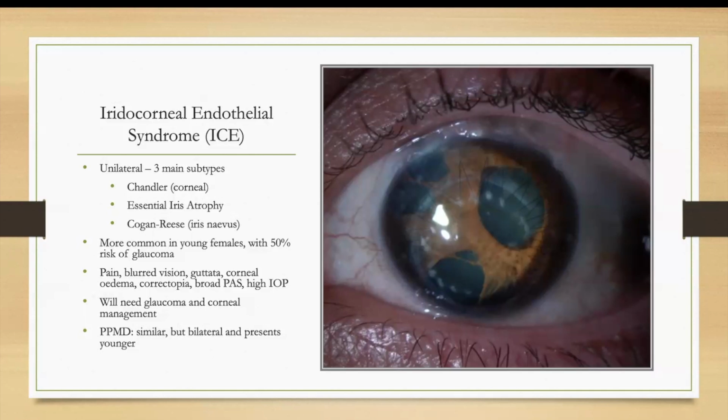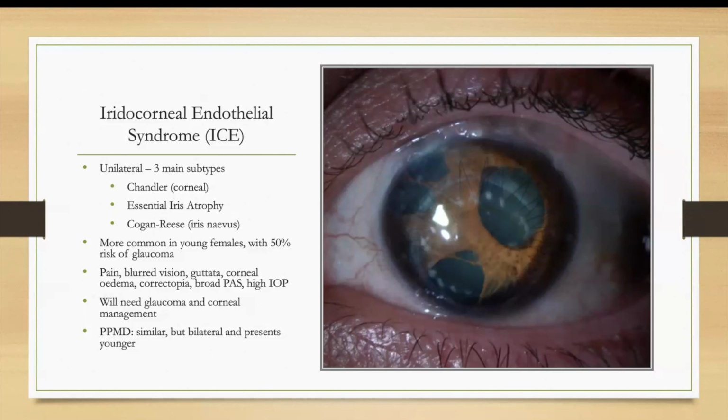There is an underlying risk factor. There's an association potentially with herpes simplex in terms of the development of ICE syndrome. These are patients who are going to come in presenting with either symptoms of their corneal problems or symptoms of the pressure. With the corneal issues, these are patients who are going to have an endothelial dystrophy. They'll have guttata, they may have corneal edema, blurred vision.